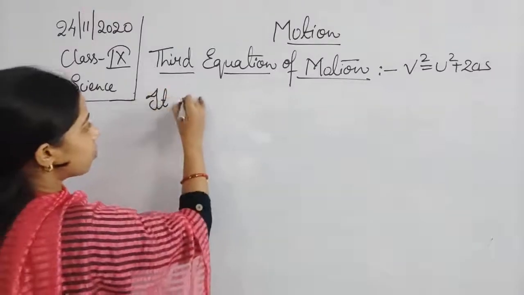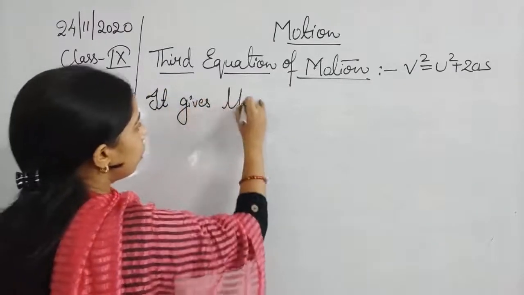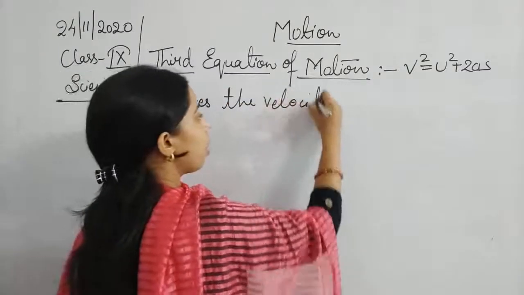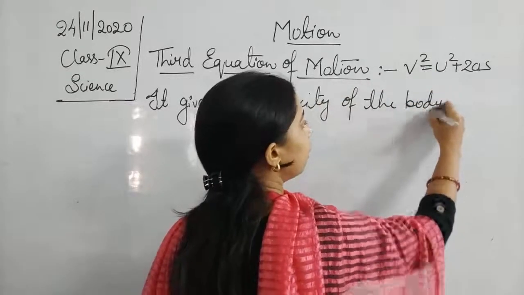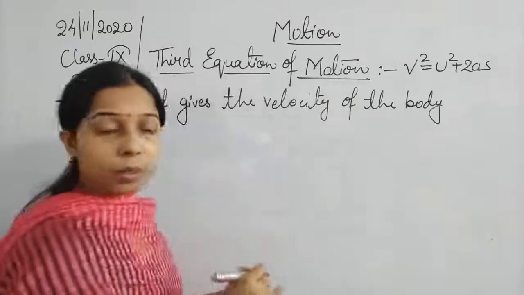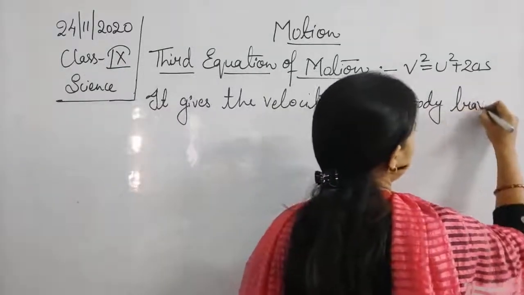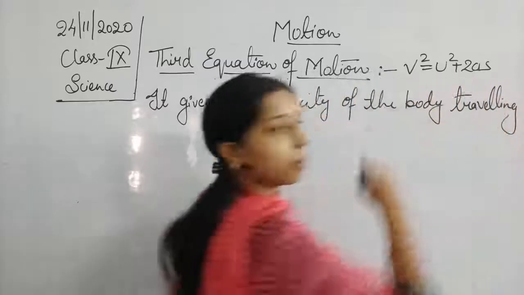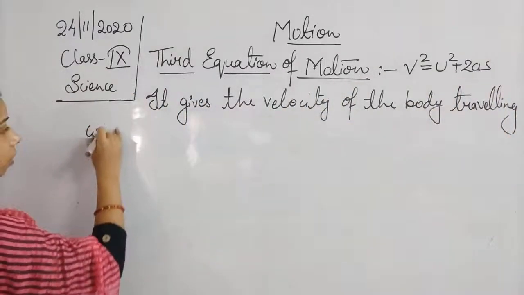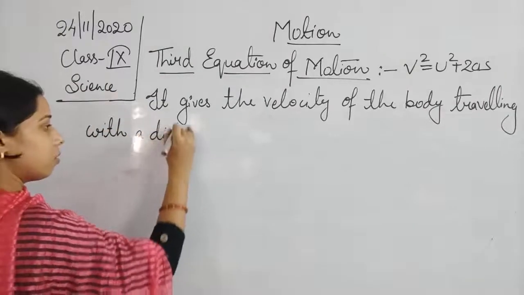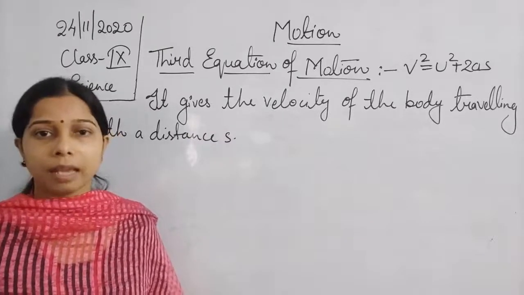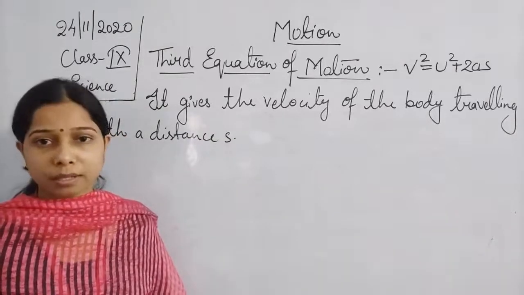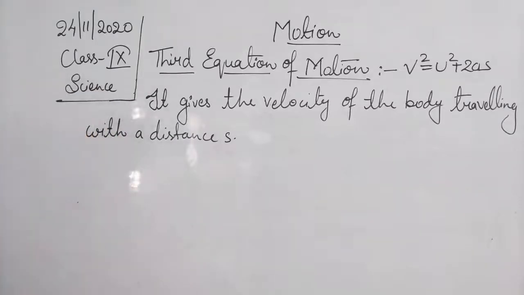This equation gives the velocity of the body, because we are finding the velocity of the body traveling with a distance s. So it is traveling a distance s, and we are going to find the velocity with the help of the third equation of motion.